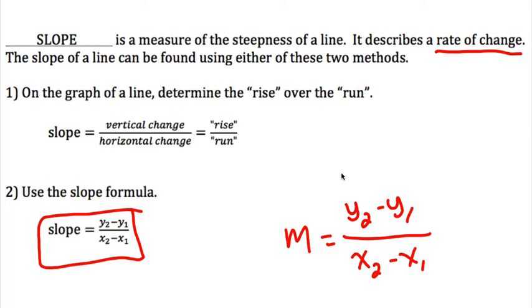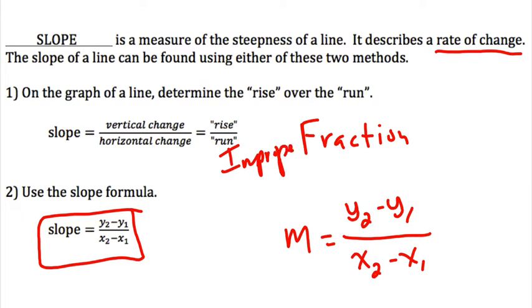so we could just count off points going up however many points and then over however many points. We want to make sure we leave this as a fraction, so this must remain a fraction. And we want to leave it as an improper fraction. Okay, so no mixed numbers.